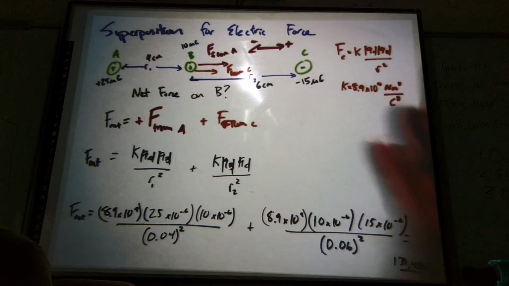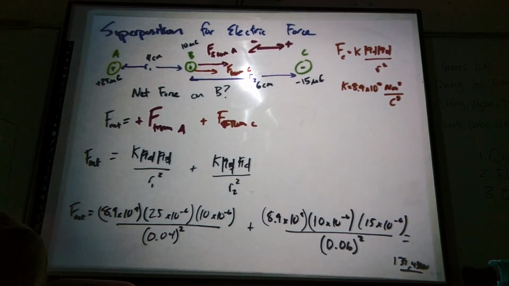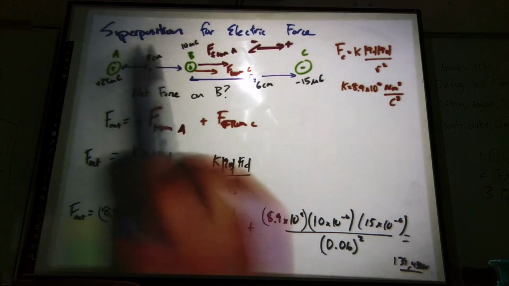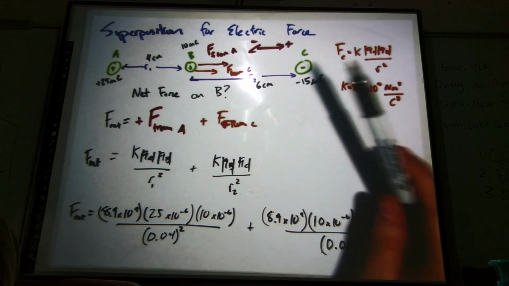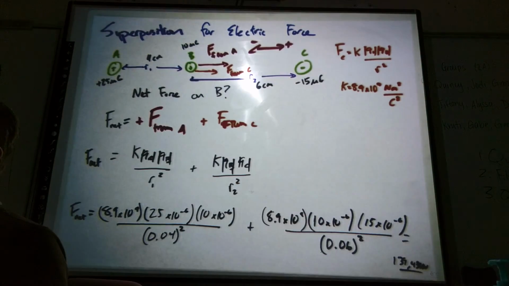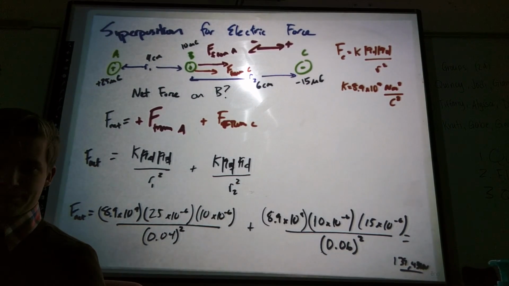But that is the general procedure for how to figure out the force on a particular particle or point in space. You just take all of the individual parts, figure out the force from those parts, and then add everything together. All right, see you next time.